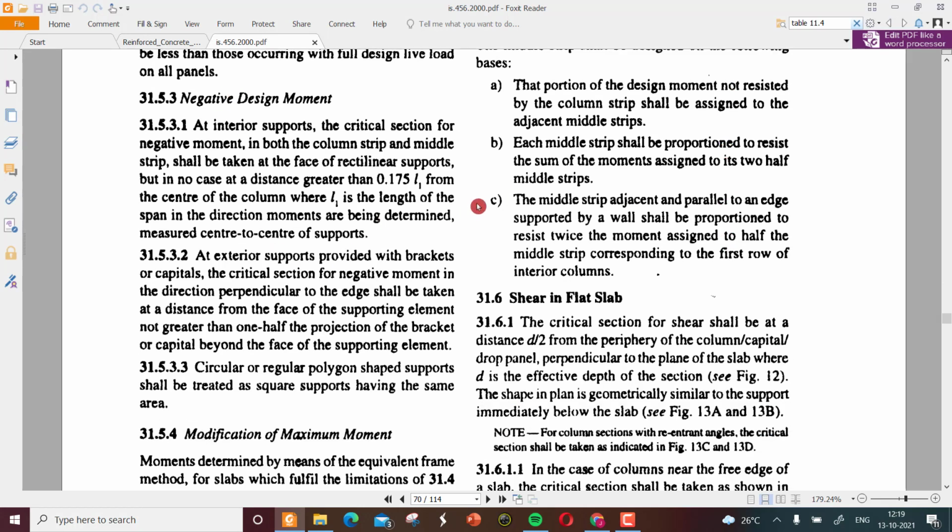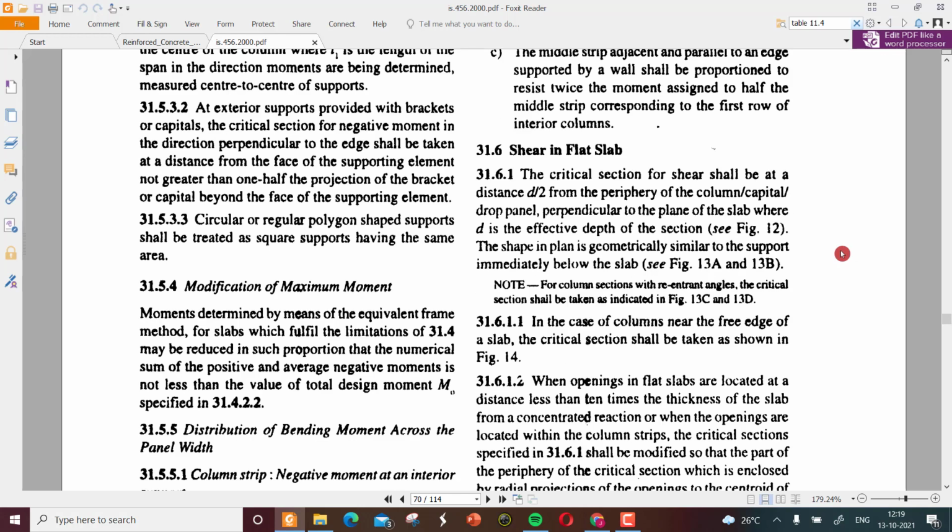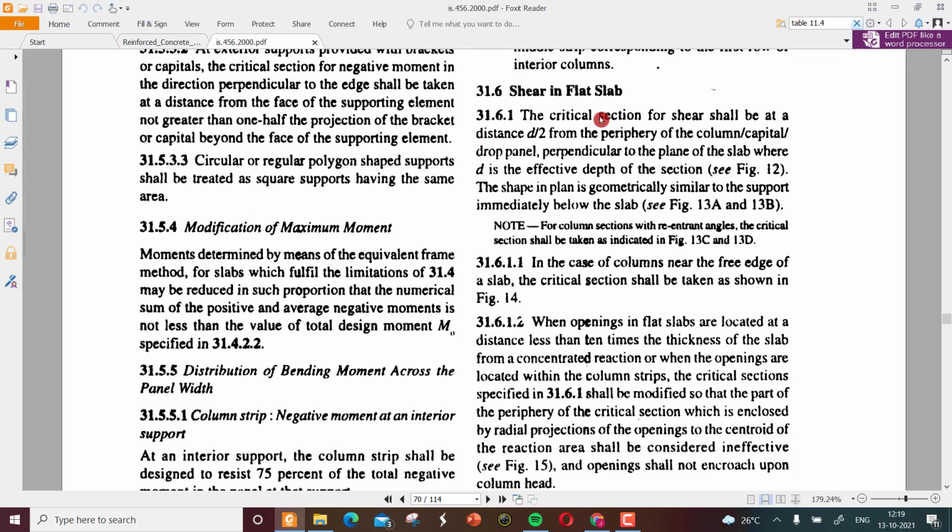So these moments are given, in the sense the directions are given to analyze for the moments by the substructure approach. So after analyzing the moment, we can directly design for the individual structural elements. Then the shear in flat slab, as we discussed, the shear will be predominant at a distance of d by 2 from the surface of the column face or even from the drop panel, as listed here.